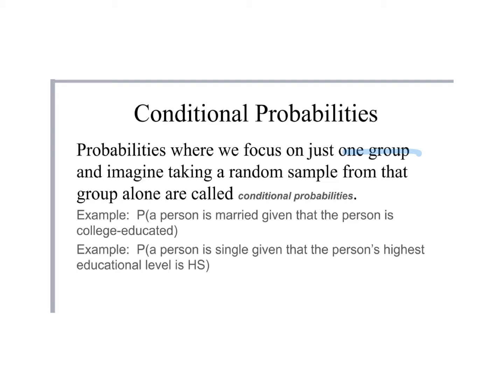So, for example: probability a person is married given that the person is college educated. In this particular example, we're focusing not on all of these people, but only the group of college educated people. Another example: find the probability a person is single given that the person's highest education level is high school. Here it says given that, and now we're only focusing on the group of people whose highest education level is high school.